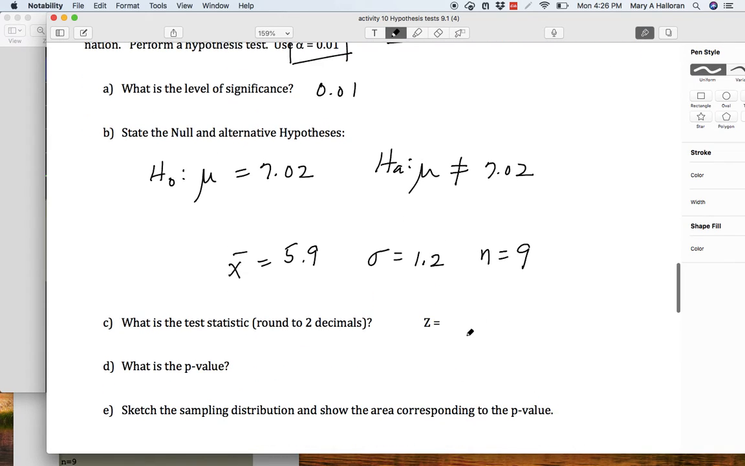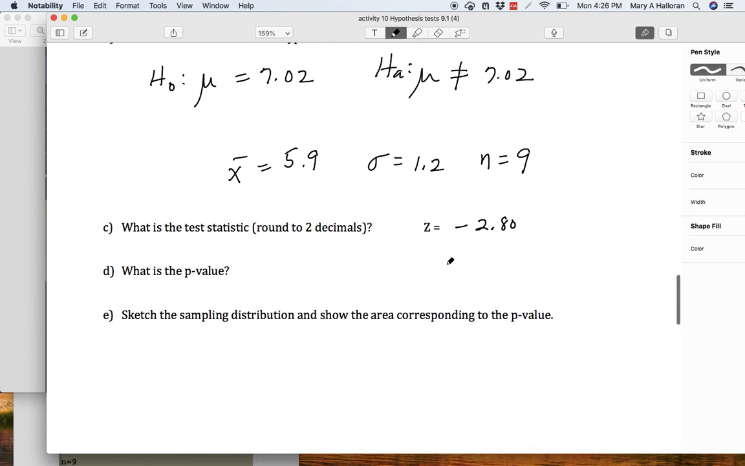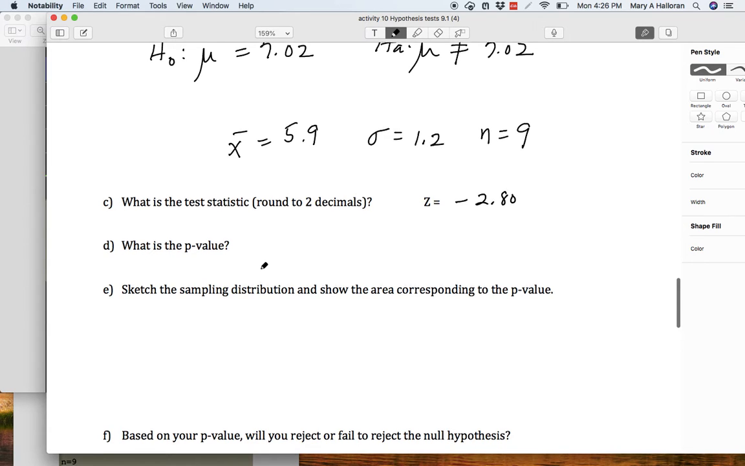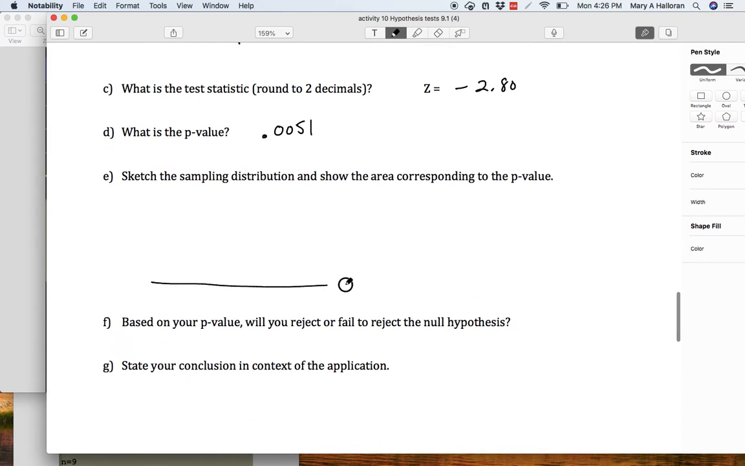So my test statistic ends up being minus 2.8. That's very far away from the mean. That's almost 3 standard deviations below. So this is going to be a very low p-value. 0.0051 is my p-value. Let me sketch the curve that goes with it.